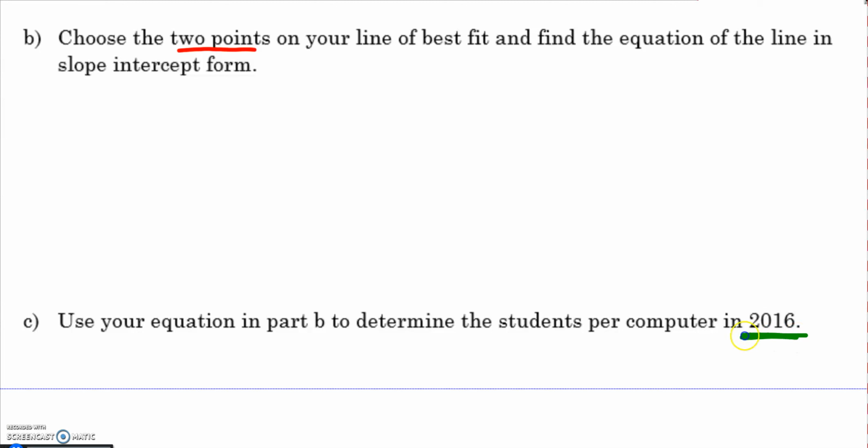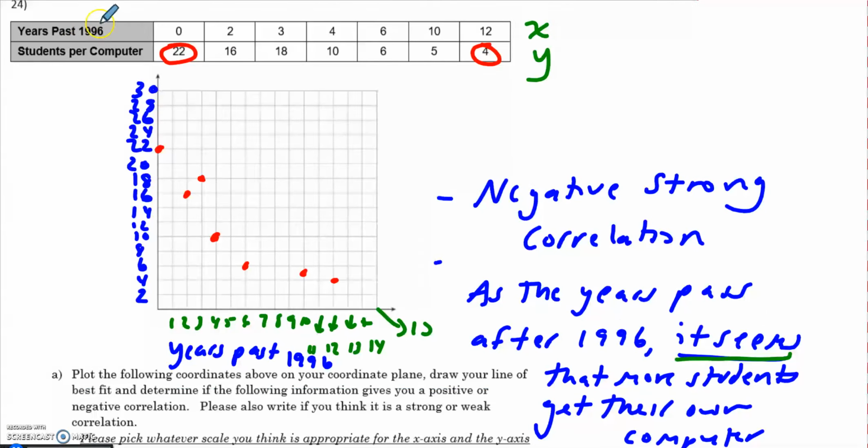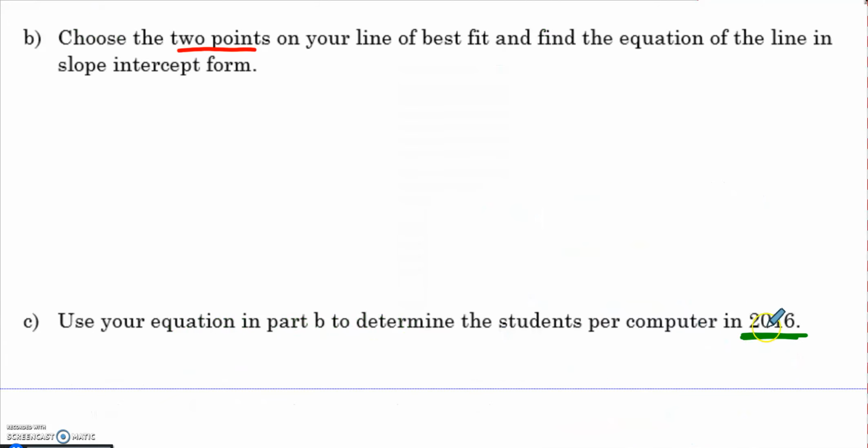One thing to point out to you, though, that 2016 is a specific amount of years after 1996. So instead of plugging 2016 into your equation, consider that the x value you're going to plug in is 2016 minus the starting year of 1996.